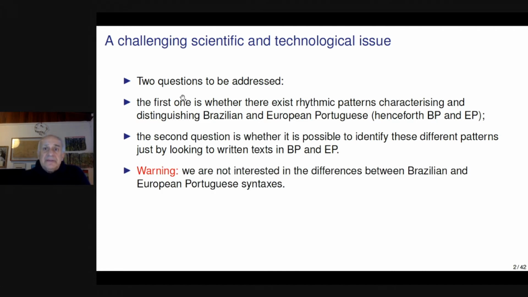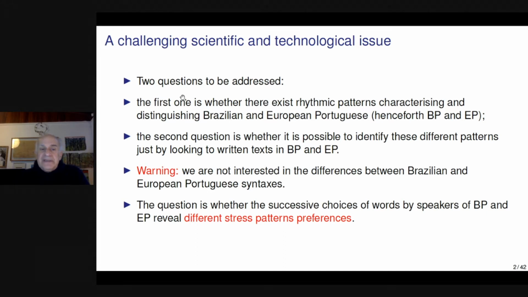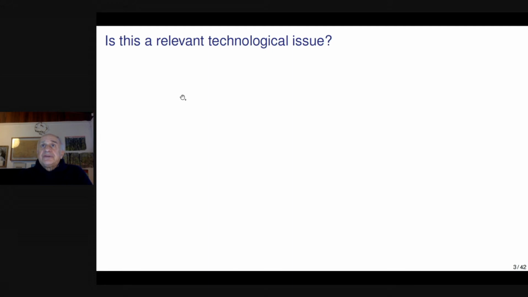Attention, we're not interested in discussing the difference between Brazilian and European Portuguese syntax. This is an important and well-known problem, but this is not our goal here. Our goal here is to discuss if the successive choices of words by speakers of Brazilian and European Portuguese reveal different stress pattern preferences. It's natural to ask if this is really a relevant technological issue. I will let you find the answer to this question, but I give you two hints.